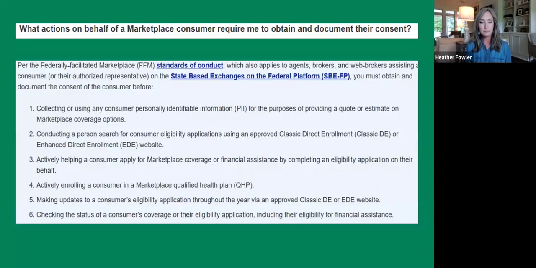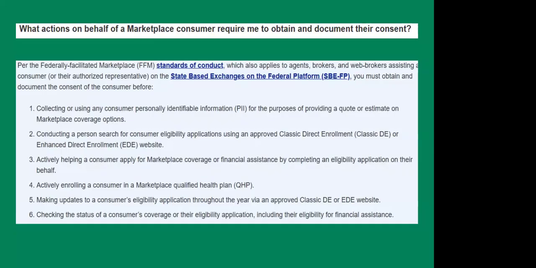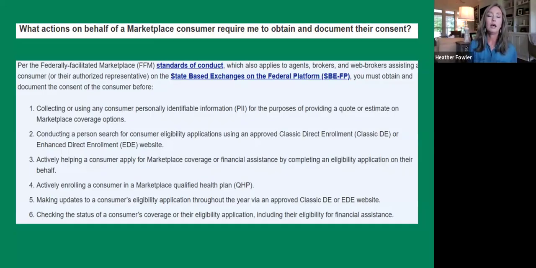Okay. And then number 6, checking the status of a consumer's coverage or their eligibility application. So basically, you're just going to need to get consent before you do anything other than maybe answer some general questions or give a quote only using the age. So I would say it's just going to be a good practice to get into, to get that consent initially right before you do anything. If you've not been in the practice of doing that, you need to start practicing that now.